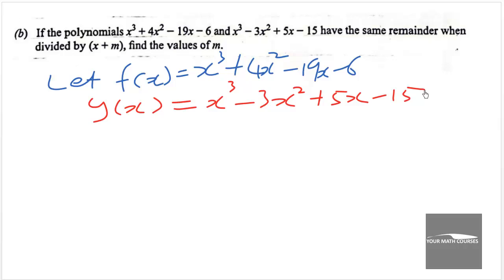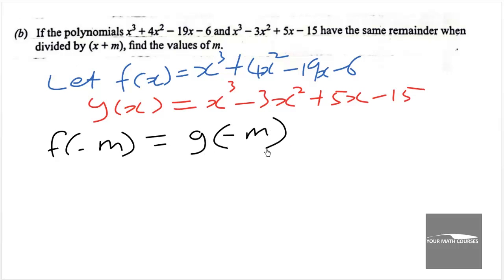So if they are divided by x plus m, then the remainder is given by f of -m, and that will be equal to g of -m, because they say that when they are all divided by x plus m, the remainder is the same. So remember that by the remainder theorem, if the polynomial is divided by x plus m, then f of -m gives the remainder. So that is what we are getting.